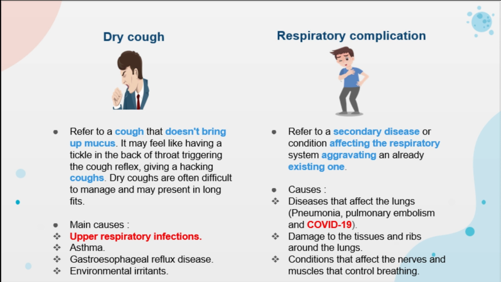Lastly, respiratory complications refer to a secondary disease or condition affecting the respiratory system, aggravating an already existing one. It happens due to diseases that affect the lung, including pneumonia, pulmonary embolism, COVID-19, damage to the tissue and ribs around the lungs, and conditions that affect the nerves and muscles that control breathing.